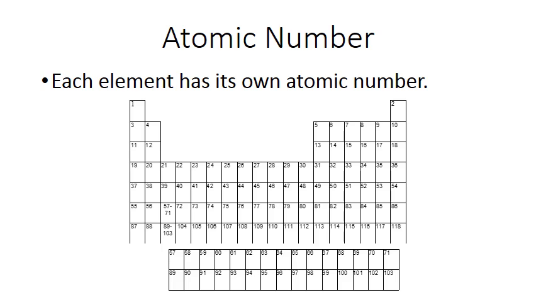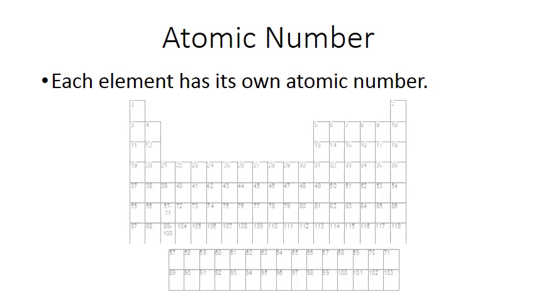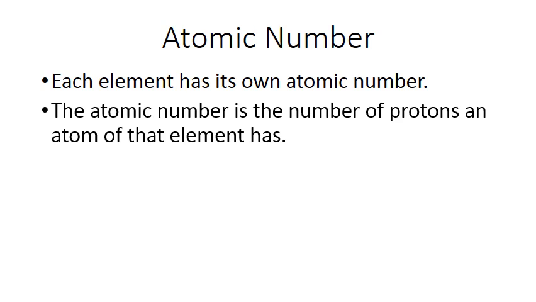All right, the atomic number. This will be very important when we get to the periodic table. This periodic table pictured here just has the atomic number on it. So on the top left in the periodic table, there's usually an atomic number there. Each element has its own atomic number. And the atomic number is the number of protons an atom of that element has.